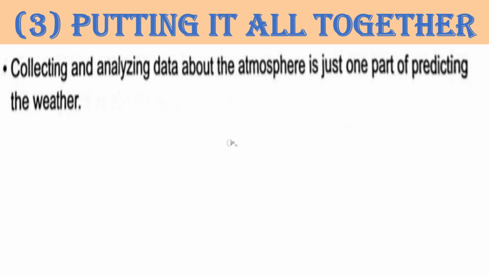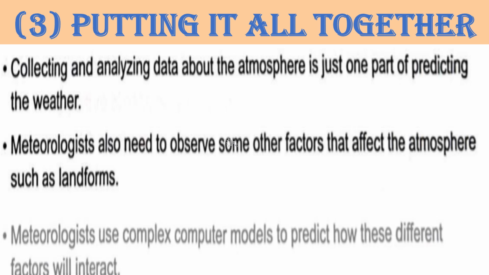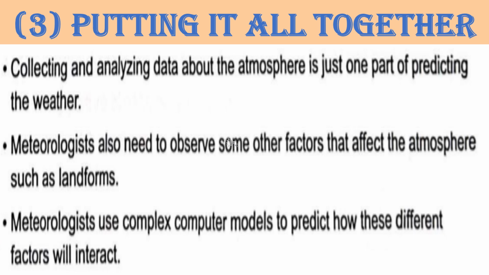Finally, they put it all together, as collecting and analyzing data about the atmosphere is just one part of predicting the weather. Meteorologists also need to observe some other factors that affect the atmosphere, such as landforms. Meteorologists use complex computer models to predict how these different factors will interact. Okay?